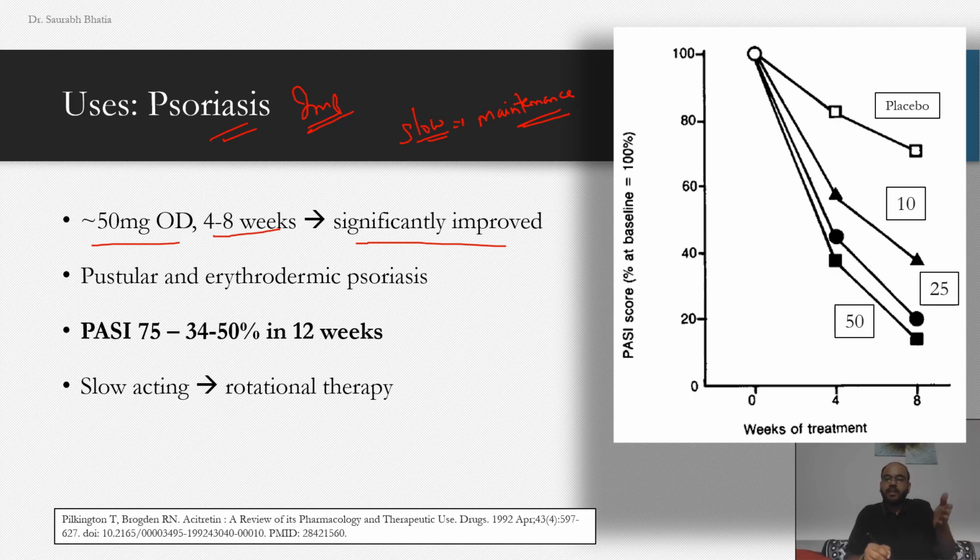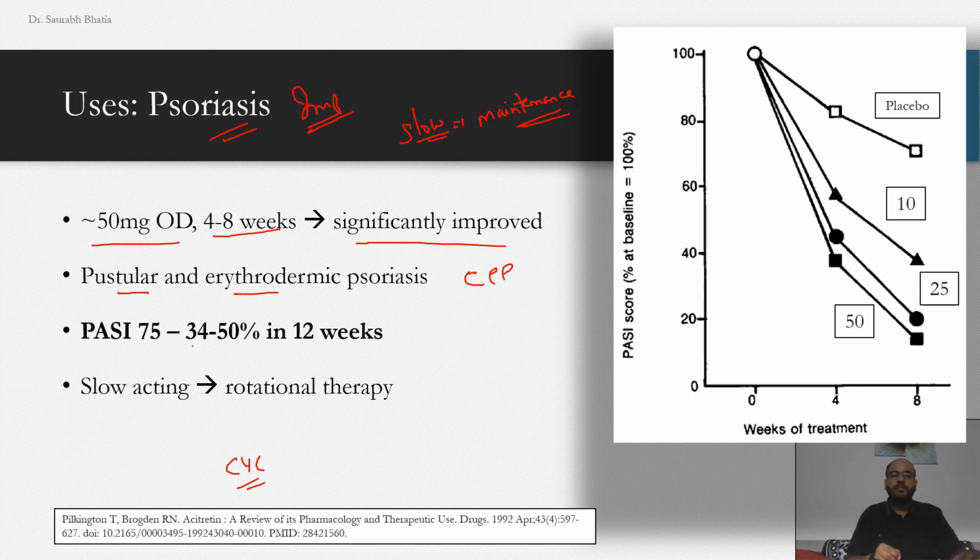So you start with some drug which is fast acting. For example, you start with cyclosporin, so that you can have rapid resolution of symptoms, and then maintain on acitretin. Articles mention that the action on pustular and erythrodermic psoriasis is better as compared to chronic plaque psoriasis. It does work on psoriasis, but the action on the erythrodermic and pustular variants is good.